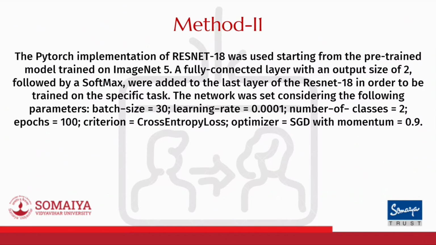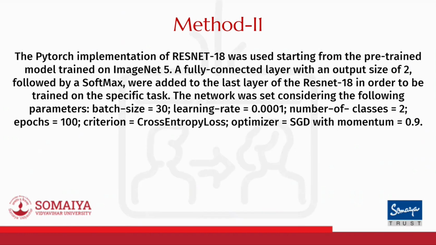Method 2. The PyTorch implementation of ResNet 18 was used, starting from the pre-trained model trained on ImageNet. A fully connected layer with an output size of 2, followed by a softmax, was added to the last layer of the ResNet 18 in order to be trained on the specific task. The network is set with the following parameters. Batch size is equal to 30, learning rate is equal to 0.0001, number of classes is equal to 2, epochs is equal to 100, criterion is equal to cross entropy loss, optimizer is equal to SGD with momentum equal to 0.9.